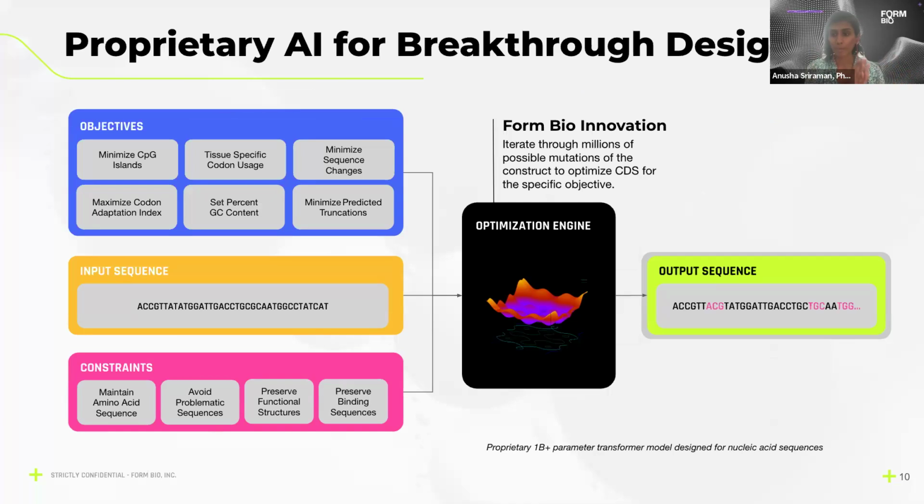So FormBio's proprietary AI/ML model architecture enables the evaluation of these predefined set of objectives and constraints to achieve a specific biological objective. So once we have defined what these objectives are, the input CDS sequence is optimized based on these objectives and constraints. The optimization engine iterates through multiple combinations and produces an output that meets the set objectives that we've initially defined.